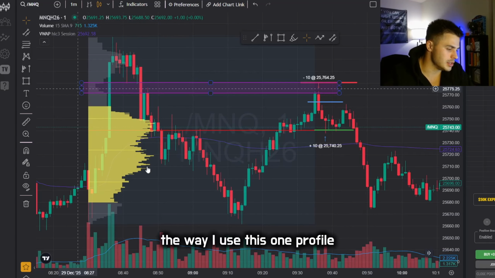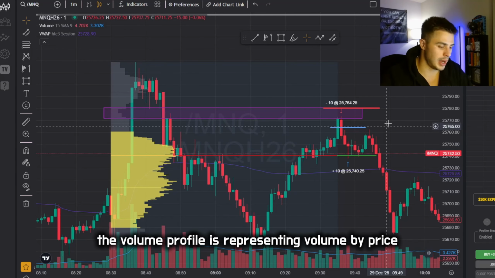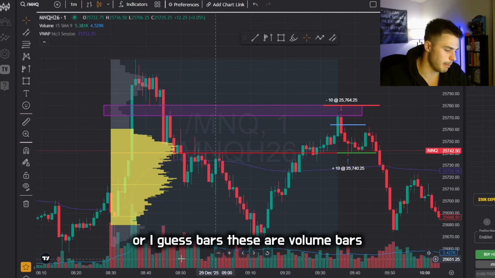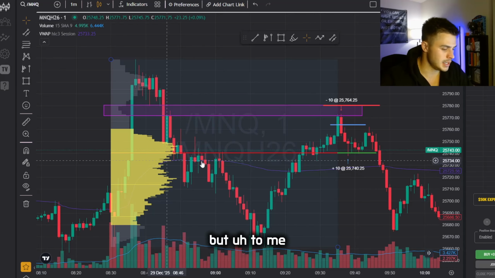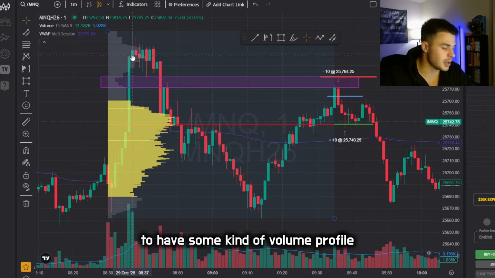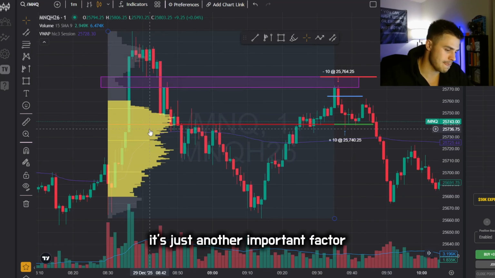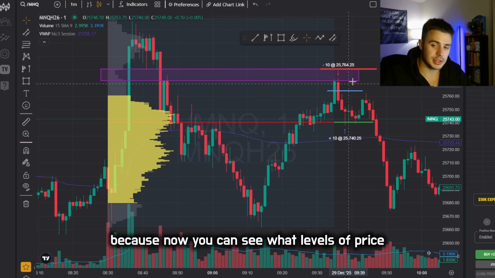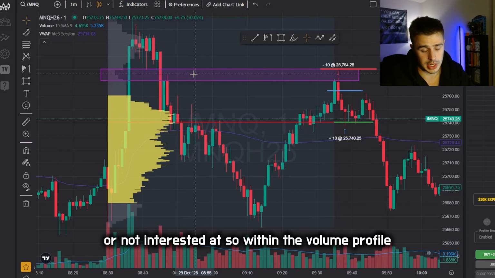Anyway, the way I use this volume profile, first of all, the volume profile is representing volume by price. So typically, you're going to see these candlesticks down here, or I guess bars. These are volume bars. This is volume by time, which is useful. But to me, it's really a no-brainer to have some kind of volume profile because you might as well also have the volume by price. It's just another important factor you should always be using on your chart because now you can see what levels of price buyers and sellers are specifically interested at or not interested at.